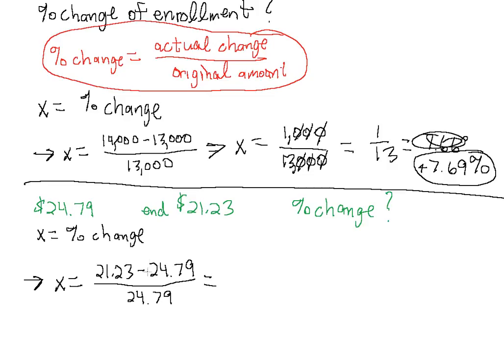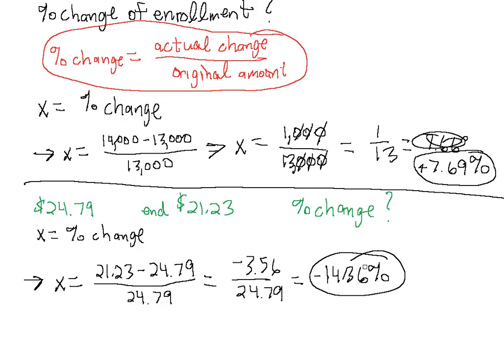21.23 minus 24.79 is minus 3.56, divided by 24.79. Okay, and this will give us a minus 14.36%. And that is our percent of change for the stock for the year. It went down 14.36%. Once again, don't get excited when you have a negative percent of change. It's perfectly fine. It actually makes sense because the actual change of the stock was negative for the year.